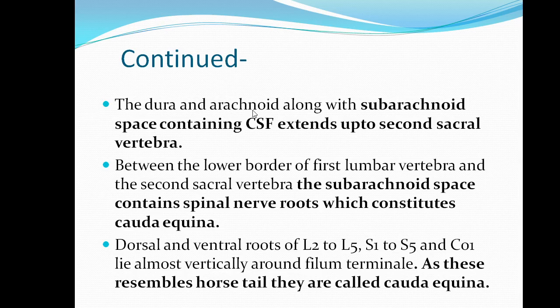The dura and arachnoid, along with the subarachnoid space containing CSF, extend up to the second sacral vertebra. Between the lower border of the first lumbar vertebra and the second sacral vertebra, the subarachnoid space contains spinal nerve roots which constitute the cauda equina. Dorsal and ventral roots of L2 to L5, S1 to S5 and coccygeal 1 lie almost vertically around the filum terminale. As these resemble a horse tail, they are called cauda equina.